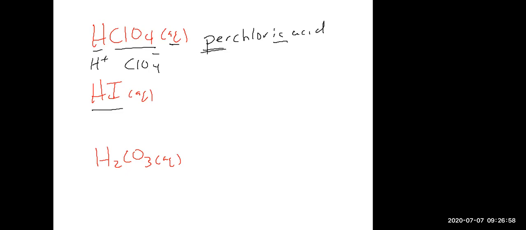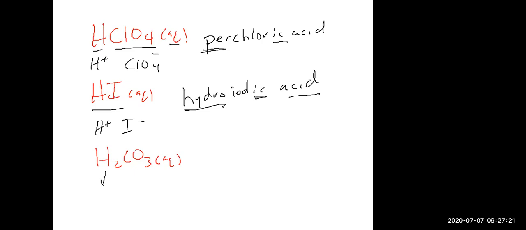This does not have oxygen in it. So this is one where we would use hydro, where H plus is our cation, I minus is our anion, and this would be hydroiodic acid. So hydroiodic acid. Again, no oxygen here. That's why we have the hydro.